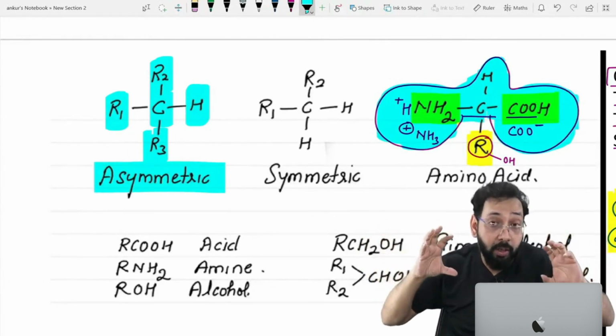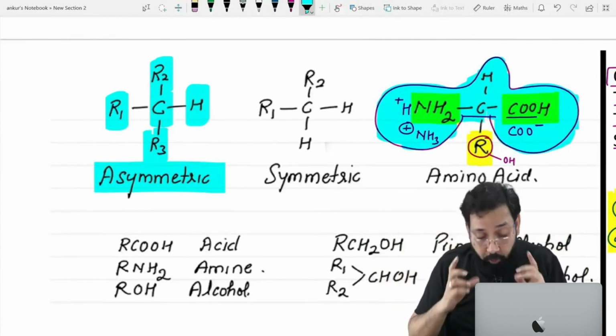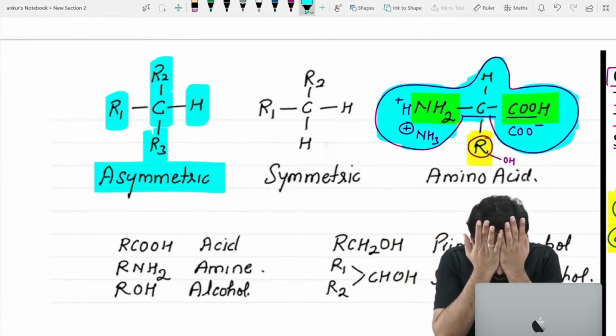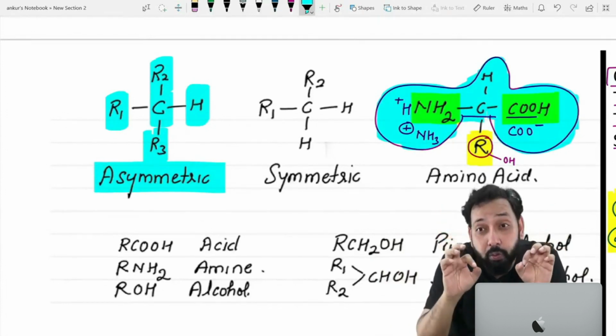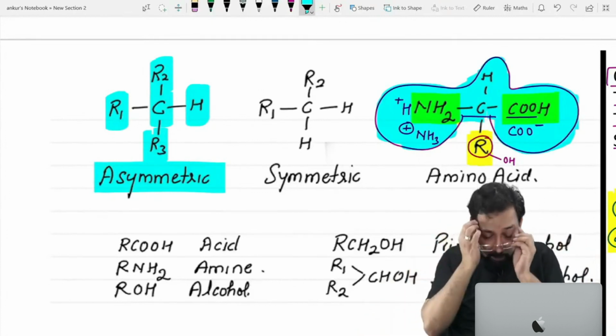When there is an asymmetric carbon atom, the compound will show optical isomerism and stereoisomerism. Again I repeat, any compound having an asymmetric carbon atom will show optical isomerism and stereoisomerism.